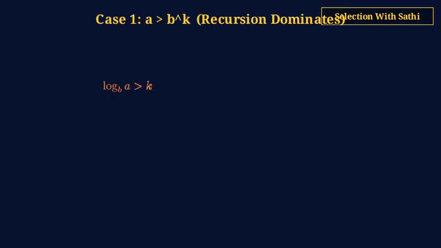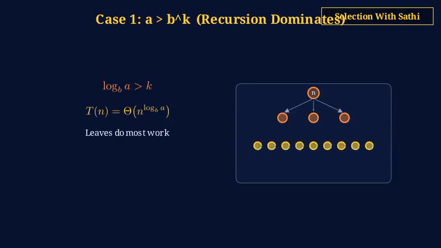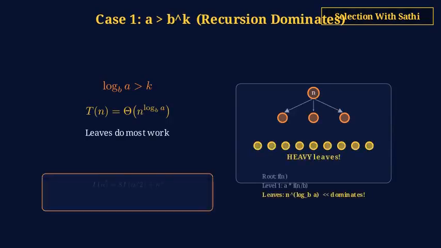Case 1 applies when a is greater than b to the power k. In this case, T(n) = Θ(n^(log base b of a)). Think of the recursion tree. Each level creates a times more subproblems, but each subproblem is only b times smaller. Since a is greater than b^k, the work increases as you go deeper. The leaves of the tree do the most work. The tree is bottom heavy.